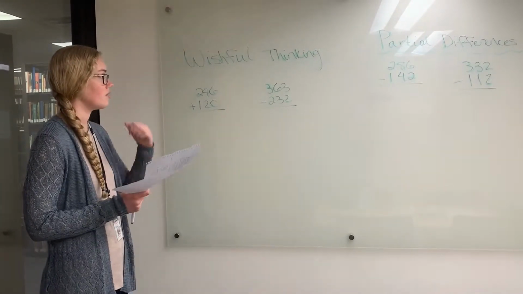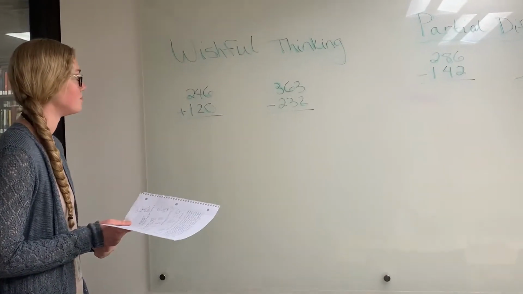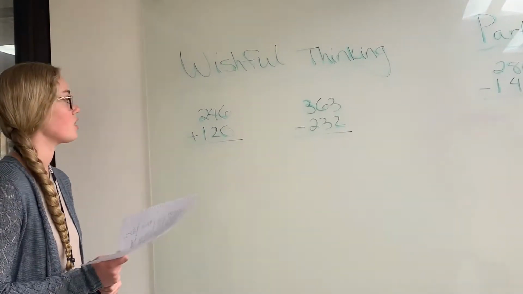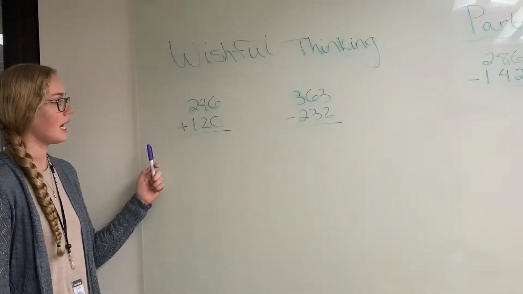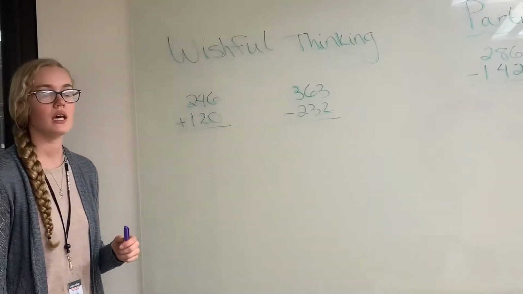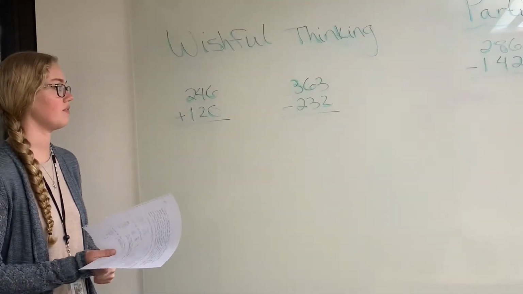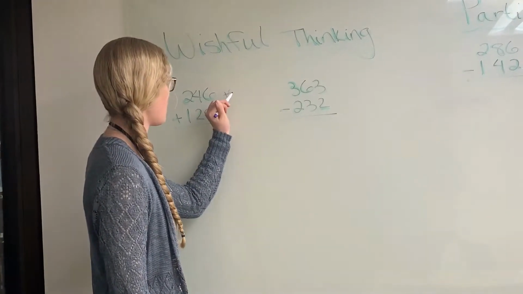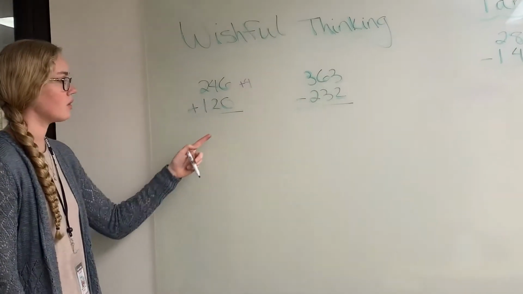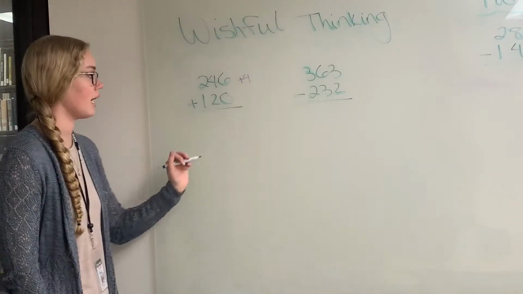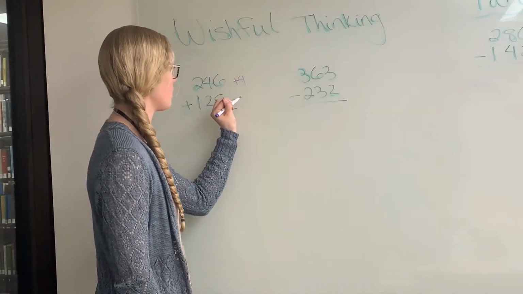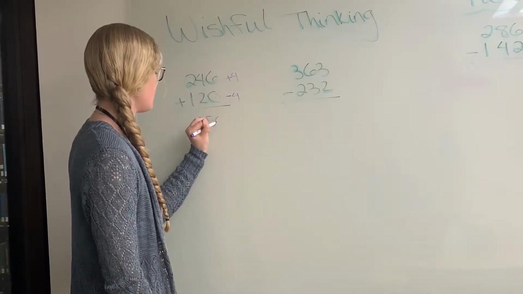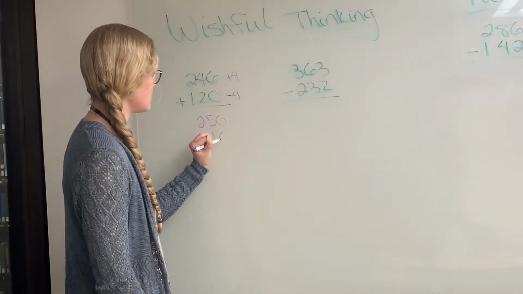So our first alternative algorithm is wishful thinking. And I like to think of this as, I wish I had an easier problem. So if I was looking at 246, I wish that that was 250. So to make that happen, I have to add 4 to the top. And then in order to keep the equation equal, I have to subtract 4 from the bottom, which would give me 250 plus 116.